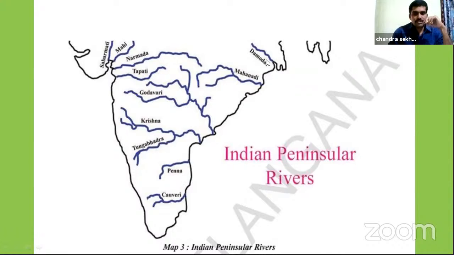If you see from the east side: Damodar, Mahanadi, Godavari, Krishna, Tungabhadra, Penna, Kaveri. These are the most important peninsular rivers, and these are flowing towards the east. And some west-flowing rivers are there in peninsular rivers. One is Narmada, Tapati, Mahi, and Sabarmati. These are the rivers flowing towards the west side and discharging their water into the Arabian Sea. So these are the peninsular rivers.